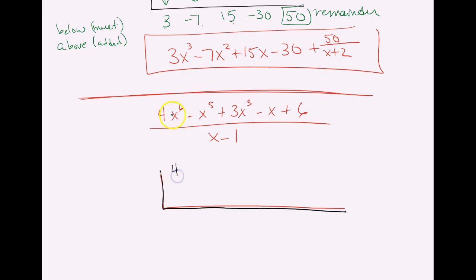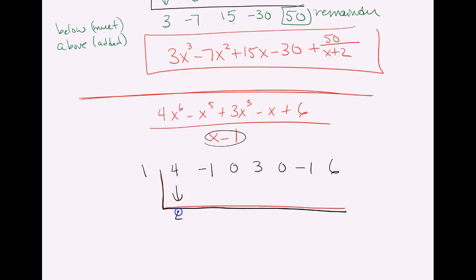So it's going to be a 4, a -1. Now look, I'm missing x to the 4th, so I need a 0. 3, I'm missing an x squared, so I need a 0. So I'm copying down all the coefficients and filling in the ones that are missing with a 0. Now there's an x minus 1 on the bottom, which means that a positive 1 is going in the front. And now I start the process.